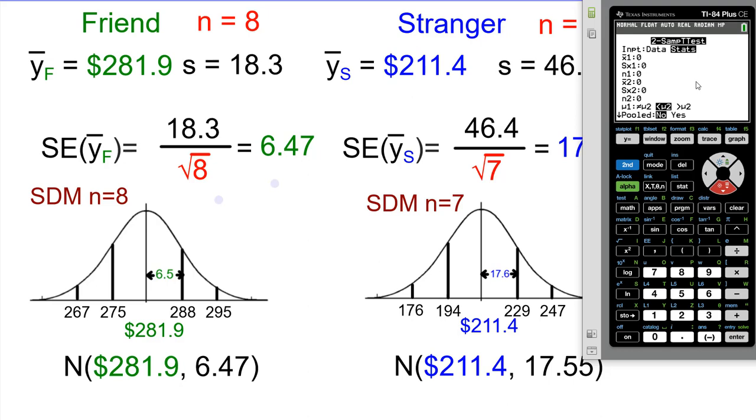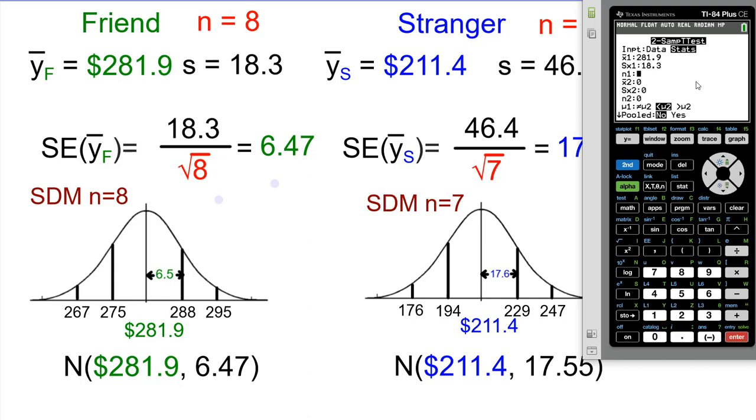All right. So the average that we got from our first sample, and I'm going to put the first one as the friend because that was the bigger value that we got, was 281.9. You also could just put it in data if you want to put those in for list 1 and list 2. So that's another way you can do it as well. But I have the summary statistics, so I'm going to use them.